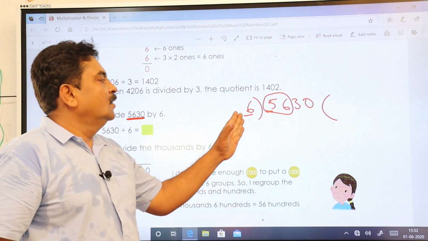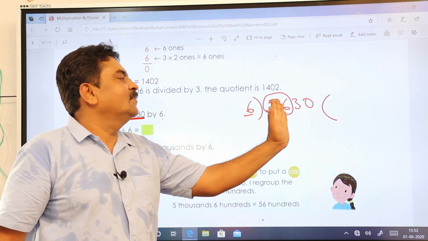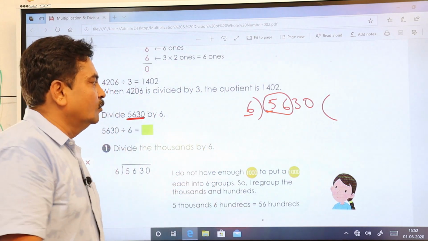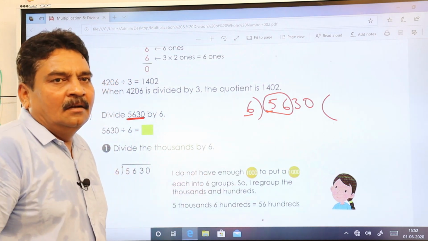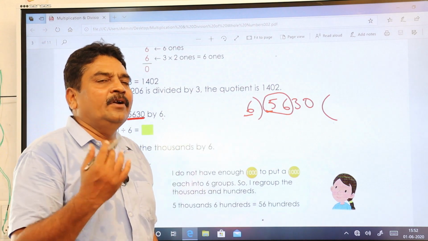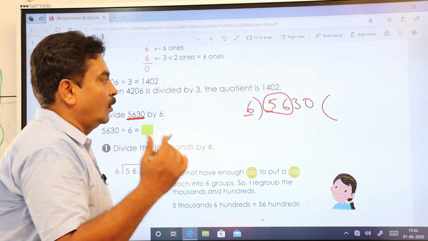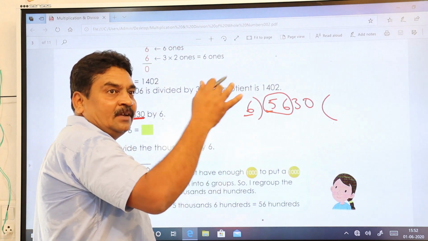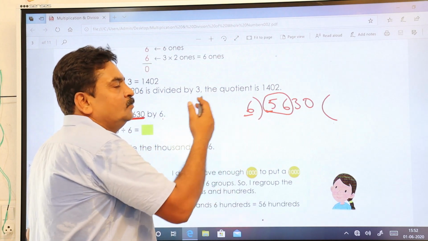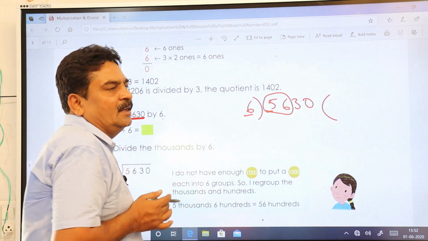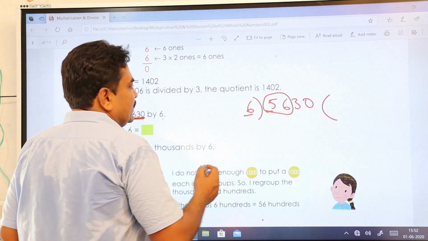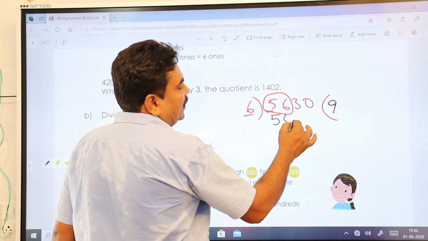56. Now you start reading the table till you get the nearest value to 56. If you get 56, it's fine, or else you go to the nearest value. Okay, so what do you get? 6 8s are 48, 6 9s are 54, 6 10s are 60, which is bigger than 56. You cannot take 60 out of 56. That's why you take the lesser value. Lesser value is how much? 6 9s are 54.